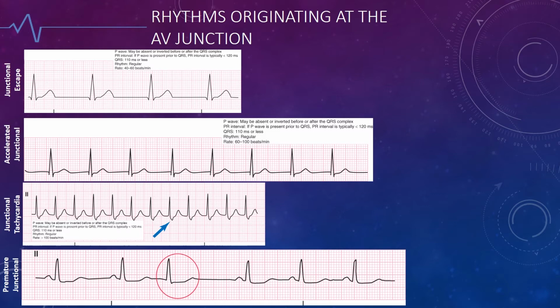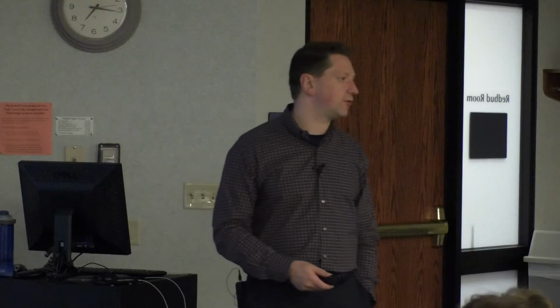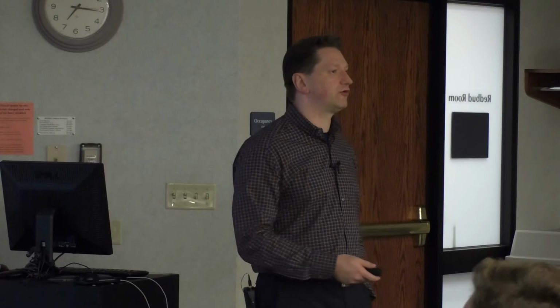Accelerated junctional rhythm and junctional rhythm are the same. The only difference, again, is that accelerated junctional rhythm is faster than 60 beats a minute, okay? And premature junctional contractions are a narrow beat with no visible P wave in front of it, okay? Premature junctional contractions. Narrow complex beat, no P wave in front of it.